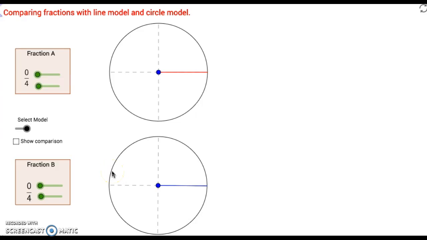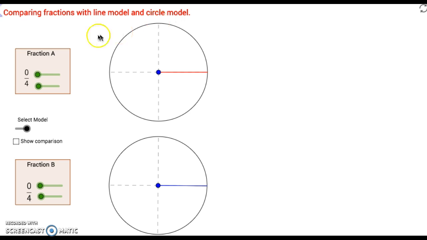Today we are going to look at comparing fractions to determine which is greater or smaller using a line model and a circle model. Before we begin, let's review fractions and their parts. Remember that fractions are not whole numbers, but they will represent the portions of a whole.